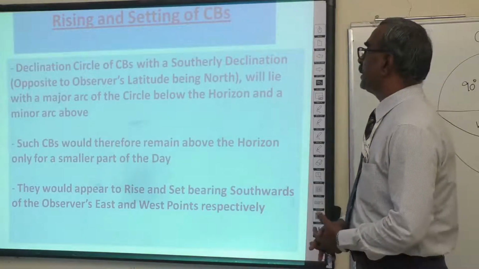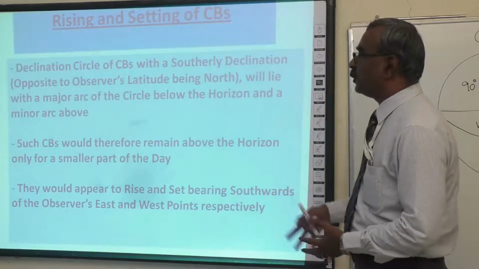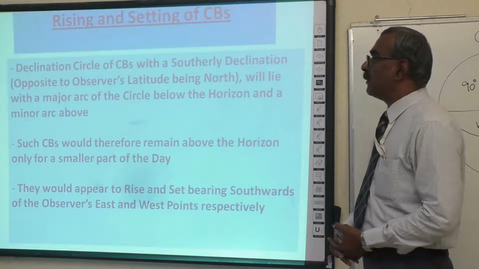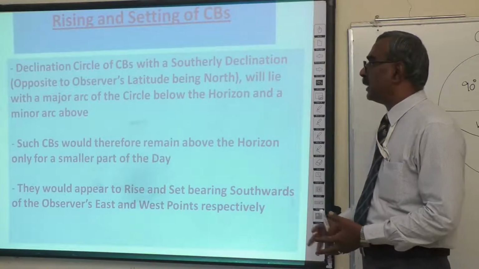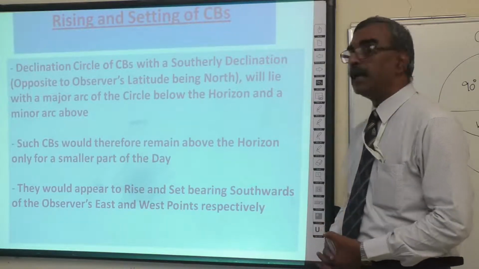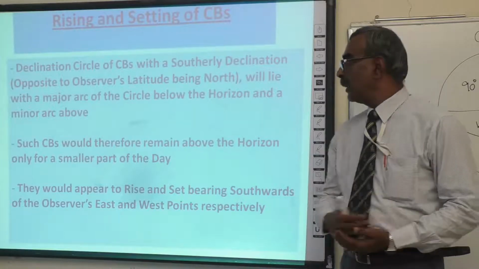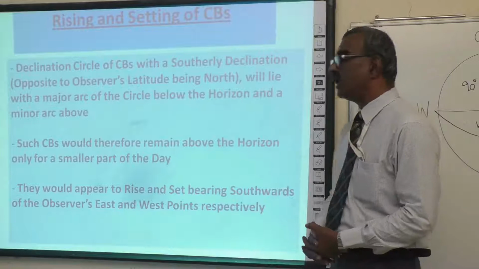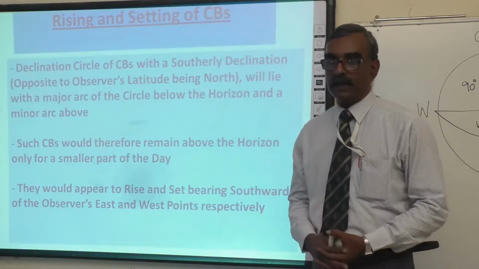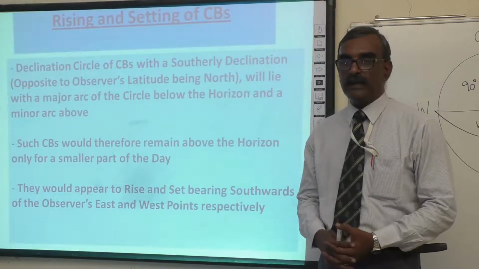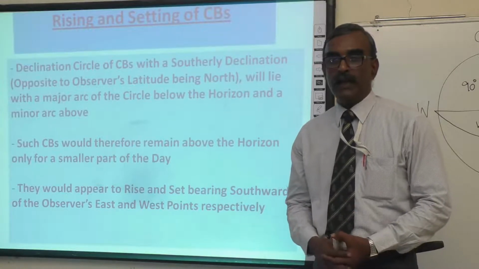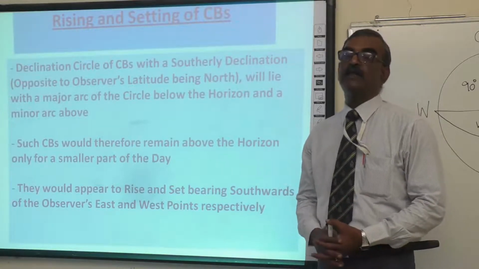The declination circle of a celestial body with a southerly declination, opposite to the observer's latitude, as I mentioned just now, will lie with a major arc of the celestial circle below the horizon and a minor arc above it. What does it translate to? Such a celestial body would therefore remain above the horizon only for a smaller part of the day. They would appear to rise and set, as I mentioned a few seconds back, southward of the observer's east and west points respectively.